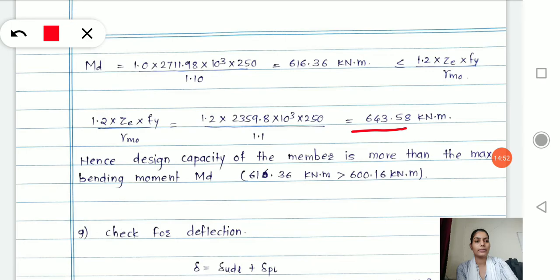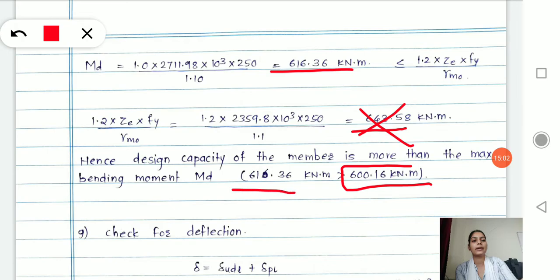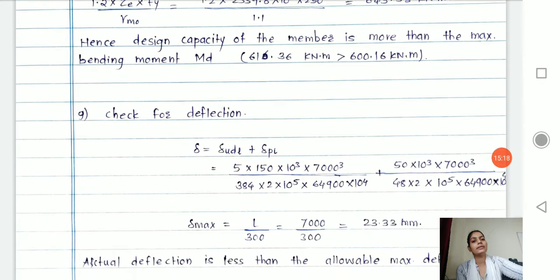643. So the highest bending moment including self weight required is 600, and ours is providing, not this one, ours is providing 616, a little more than the required. Therefore, hence the design capacity of a member is more than the maximum bending moment, and our section is safe to execute in the structure. Right, the design is safe.